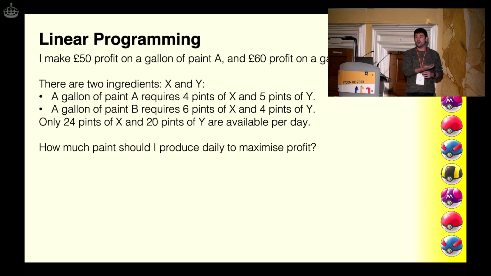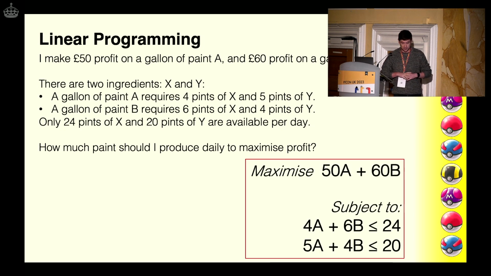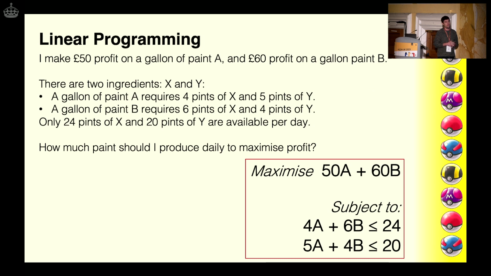I can model this mathematically, so I can describe this using mathematical language, which is this. I'm going to let the symbol A represent the amount of paint A I am producing in gallons. I'm going to let the symbol B represent the amount of paint B I am producing in gallons. And therefore, I can now write down what my profit would be in pounds. My profit would be 50A plus 60B. And I want to be able to maximize that.